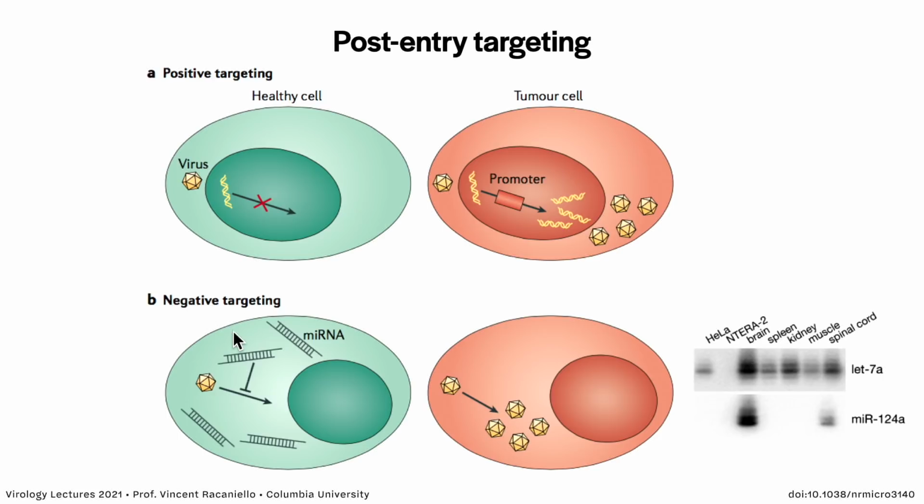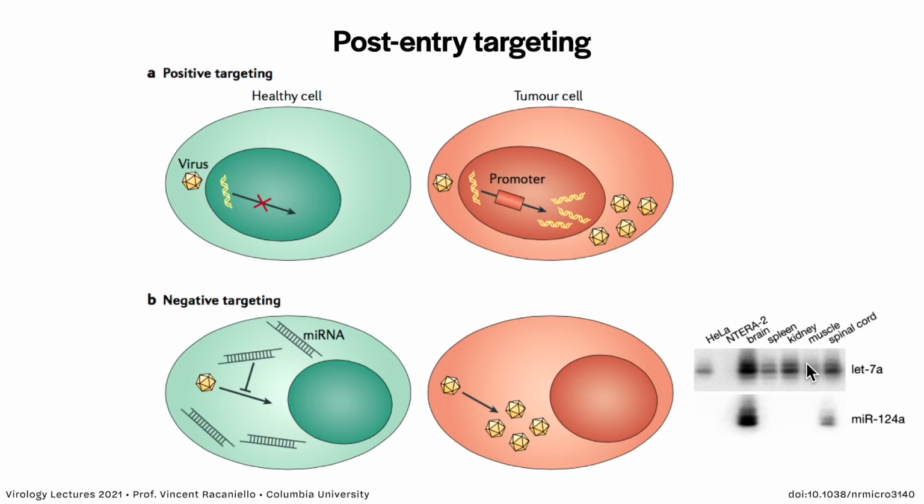Here's an example on the bottom of negative targeting. In this case, you incorporate into the vector genome the target of a microRNA that is present in normal cells but not in tumor cells. Remember, microRNAs are short RNAs that will target their sequence and destroy the mRNA, basically. So in the normal cell, the microRNA is present and its target is in your vector. So the vector is inactivated. It doesn't reproduce in normal cells. You've picked the microRNA target so that it's not present in the tumor cell. And now the virus will replicate and destroy the tumor cell specifically.